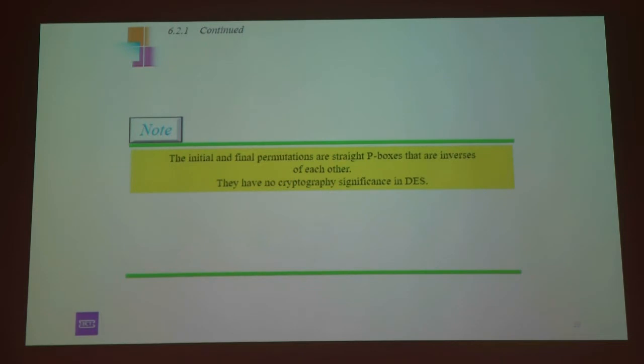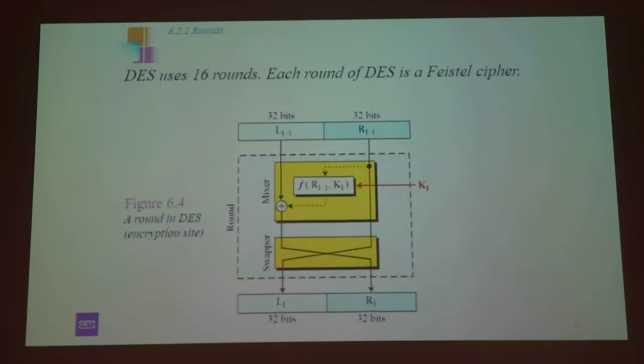Alright, the initial and final permutations are straight P boxes that are inverses of each other. They have no cryptographic significance in this, and nobody knows why they put them there. The authors who created the DES put them there. There are a few guesses why, but nobody knows for sure. They invert each other. That's a fact.